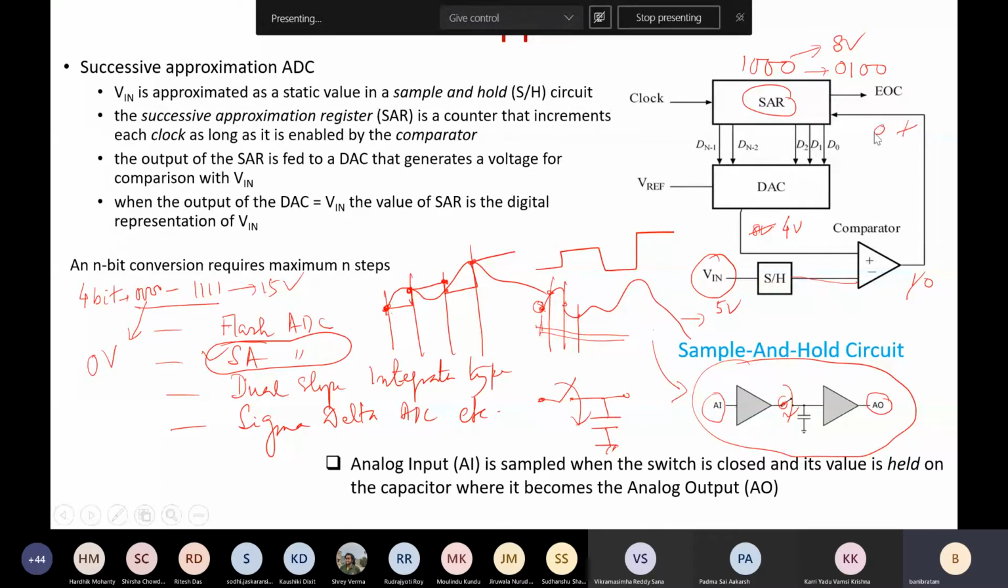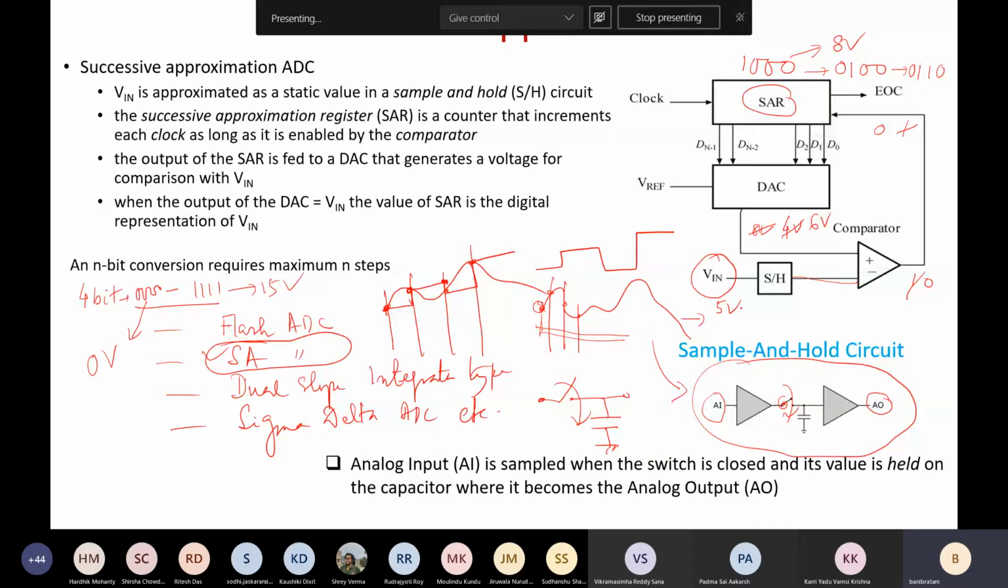When you get 0 over here, it will understand that whatever 0100 is stored here, the corresponding analog value is lesser than my analog input. So what it will do next, the 0100 has to increase further. So it will make 0110, right? And 0110 corresponds to how much? 6 volt. So in the next step you will get 6 volt.